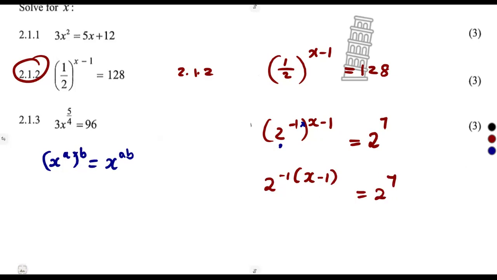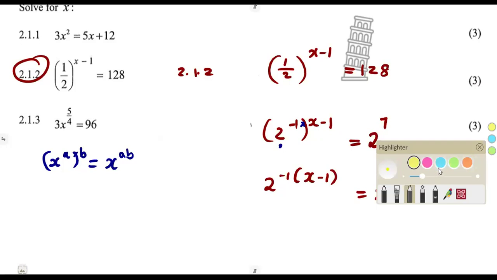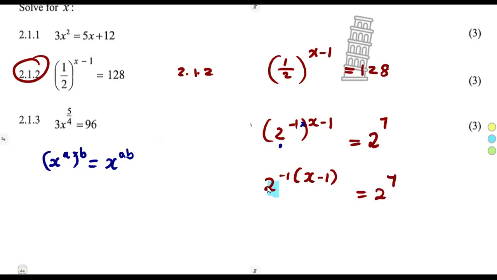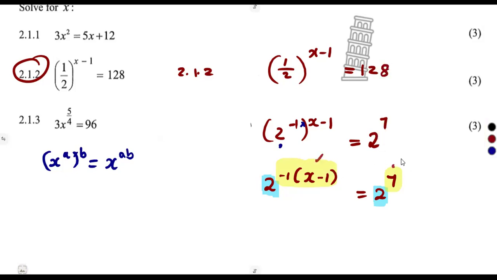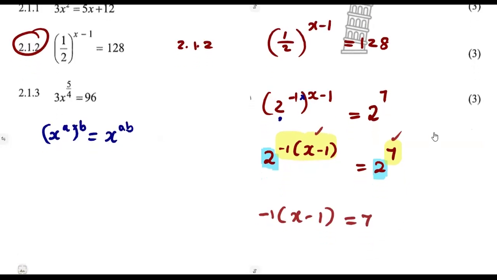Yes, you can expand your brackets. It's fine at this stage, or you can even consider to say these bases are the same. There's a 2, there's a 2. So what are you going to do? We are going to equate the what? Exponents, because these two are the same. So this will be equal to this automatically. Minus 1 into x minus 1 is equal to what? 7. So solve for x.